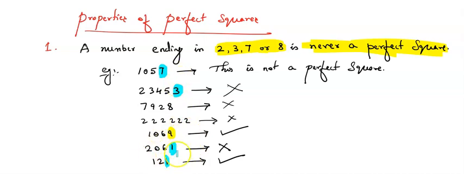But here just you need to remember these cases with respect to 1: in some cases it is a perfect square, in some cases it is not a perfect square. But majorly you need to understand this: if the numbers are ending with 2, 3, 7 or 8, then it is never a perfect square number. Any doubts? Concepts are clear? Good. So this is your first property.